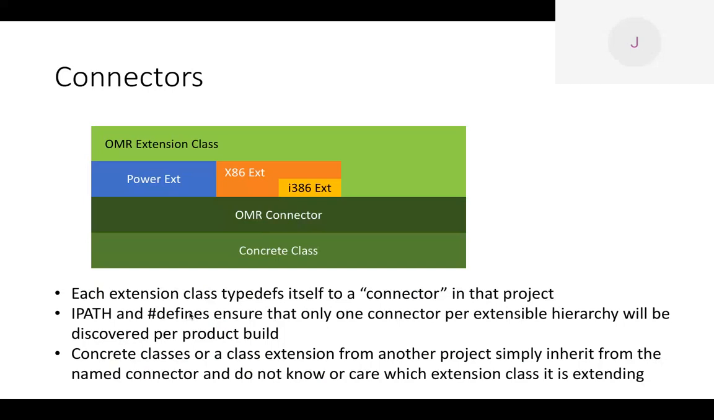And if you have another project, for example, like J9, the way that it actually will extend something in this base extension class is that it extends the connector. It doesn't actually extend any particular extension class. It's only extending the connector. We'll see that in just a sec. I'm not saying that very clearly, I don't think, but I'll show you an example in just a sec.